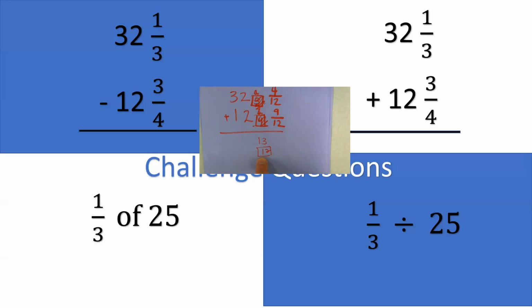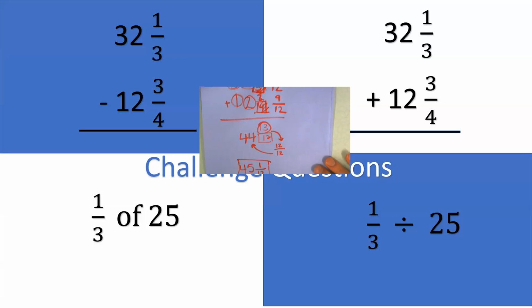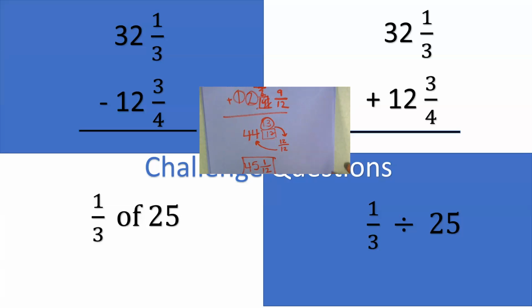The question is, do you want to do it now or later? Some people say now, some people say later. Let's just go with later. 2 plus 2 is 4. 3 plus 1 is 4. So you have 44. But 44 and 13/12ths is not right. So we say, let's take away a whole. Well, a whole would be 12 12ths. When you take away a whole and give it to 44, it turns into 45. And if you had 13 12ths but took away 12 of them, you have 1/12th left. Answer is 45 and 1/12th.